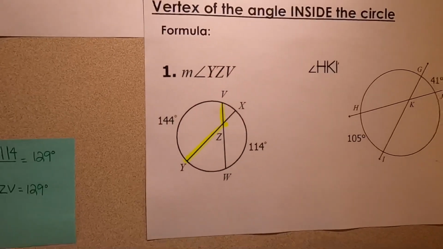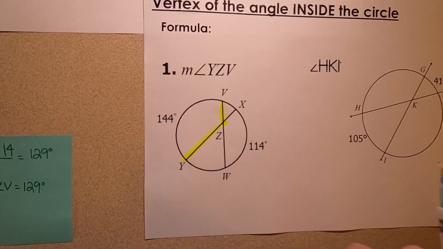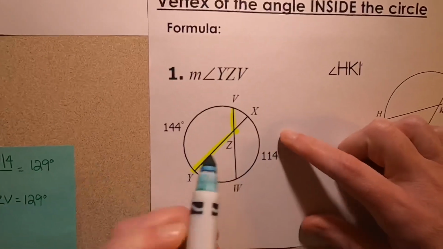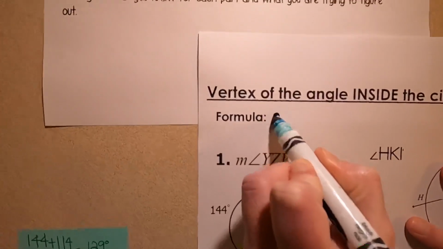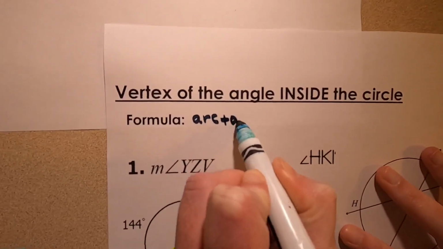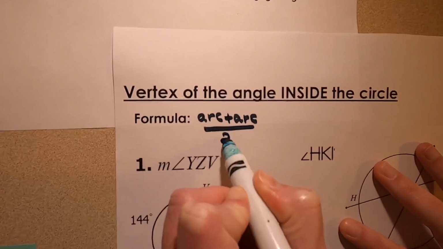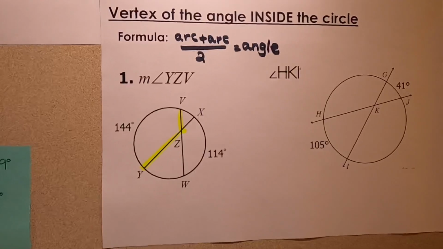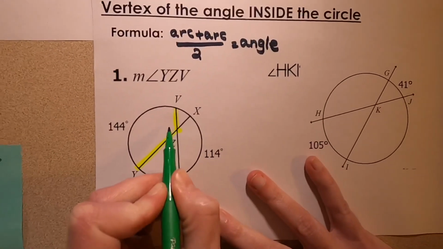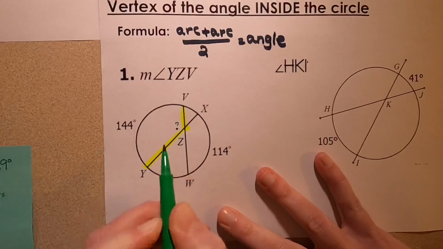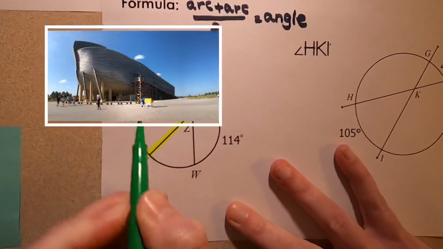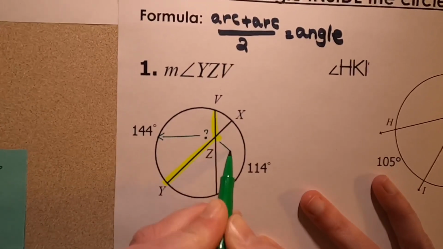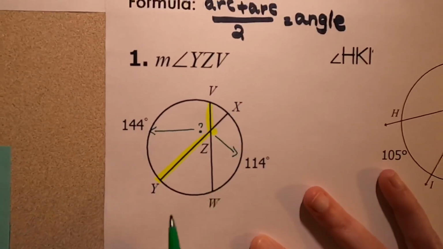Now what that tells me is, step 2, what formula am I going to use? So for this one with the vertex on the inside, I'm going to use the formula that says arc plus arc divided by 2 equals the angle. So in order to find this angle, this is where the question mark will be, we are going to have to take this arc right here, the arc that kind of lines up with that angle, this arc plus this arc, and we're going to divide it by 2.